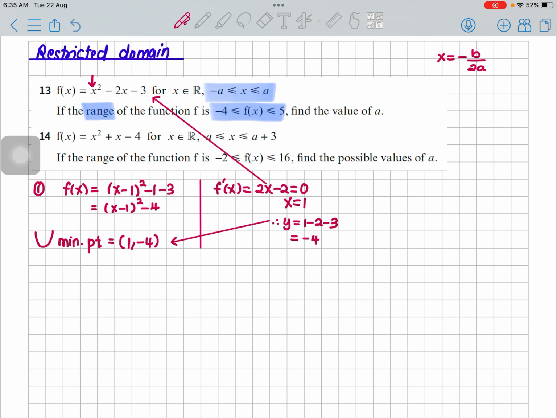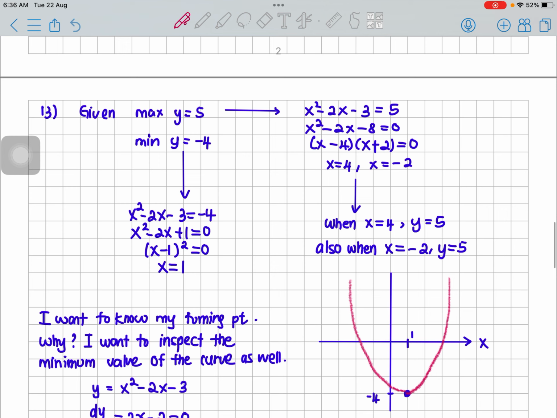So once you are done with your turning point, what you have to do? You have to inspect your range now. My y value, how do I interpret this? They are telling you the maximum y, when you draw the graph, is 5. And your minimum y value is going to be negative 4. So what I can do now is find my x value using my y values. Let's see what happens. For my maximum value of y equal to 5, I equate this to my curve. When I solve this, I'm getting x equal to 4 and also x equal to negative 2.